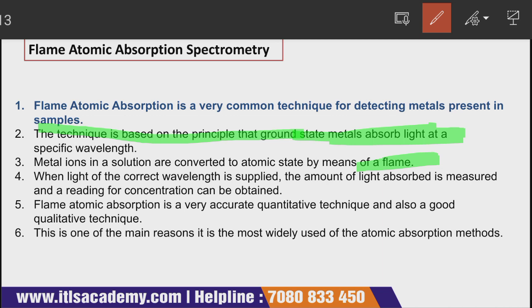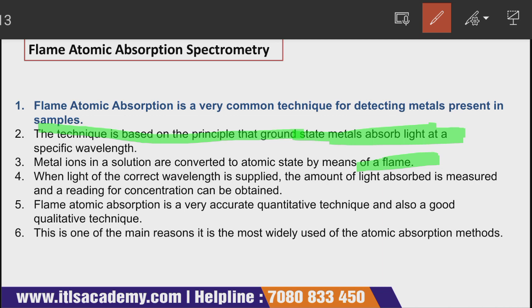So here one thing is to be understood: the atoms present in the sample absorb the light. After absorbing light of the specific wavelength, the atom becomes very excited and goes to the excited state. But since the excited state is unstable, they come back to their ground state, and after coming back to the ground state, they emit light. That is the simple phenomenon behind this.